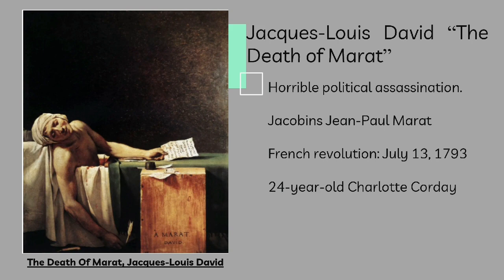The picture depicts a horrible political assassination. Journalist and radical leader of the Jacobins, Jean-Paul Marat, would never see the outcome of his brainchild, the French Revolution. On July 13, 1793, the 50-year-old political figure was murdered by 24-year-old Charlotte Corday, whom propaganda exposed as a supporter of the Girondins.